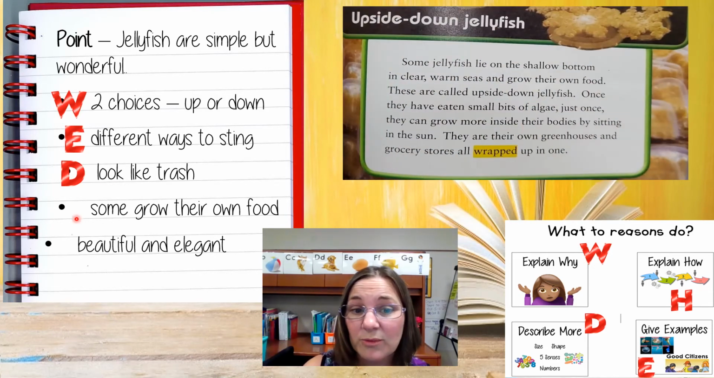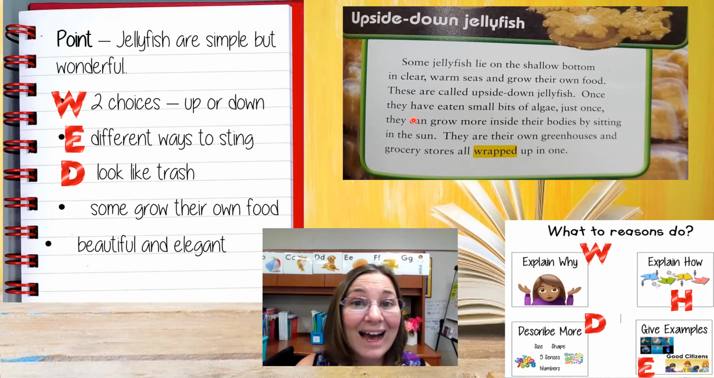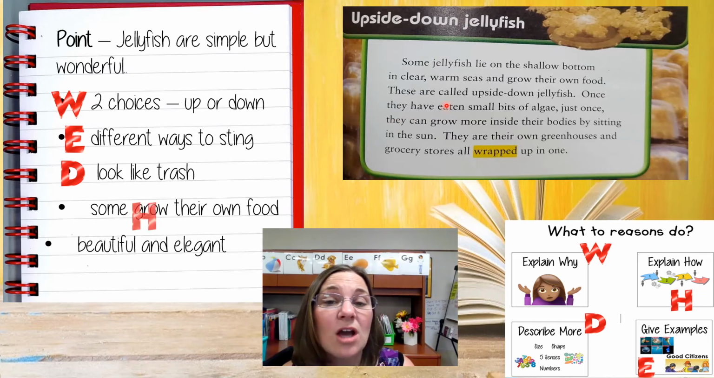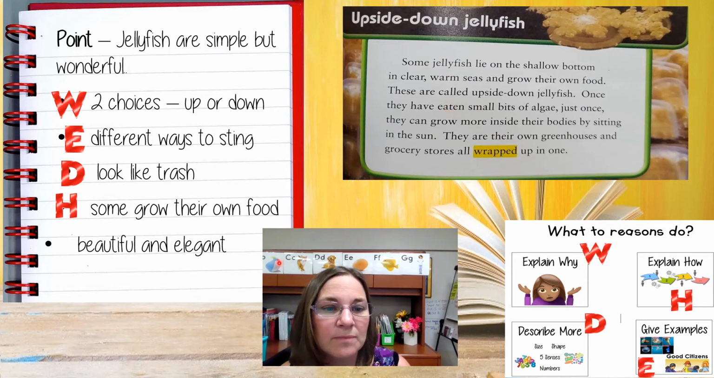On this page, we found the reason that some grow their own food. Look back at the text. It tells us how that happens. They've eaten small bits of algae. They grow more inside their body by sitting in the sun. So how do they grow their own food? They eat small bits of algae and sit in the sun. That means that on this page, the author was explaining how. So I write an H next to that reason.